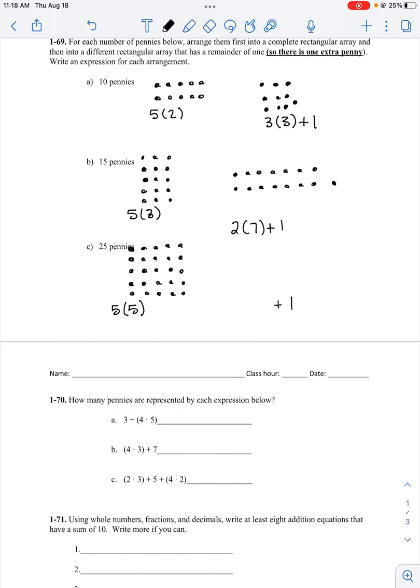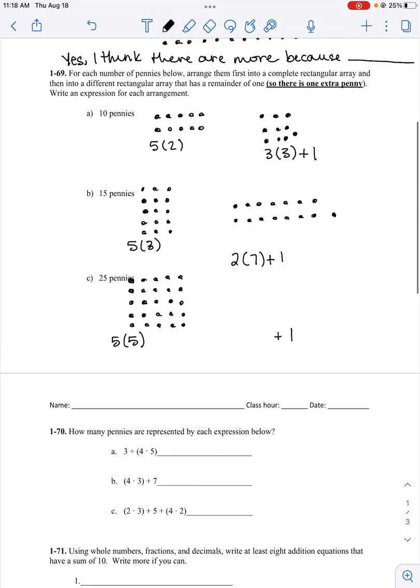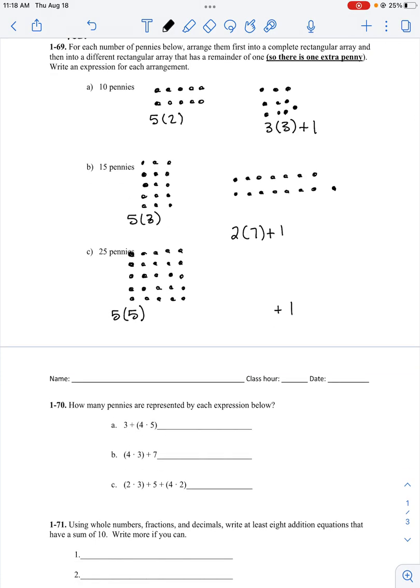But now I have to do it with a remainder of 1, which means I'm left with 24 pennies. Well, I could do 2 goes into 24. 2 groups of 12 plus 1. 1, 2, 3, 4, 5, 6, 7, 8, 9, 10, 11, 12.